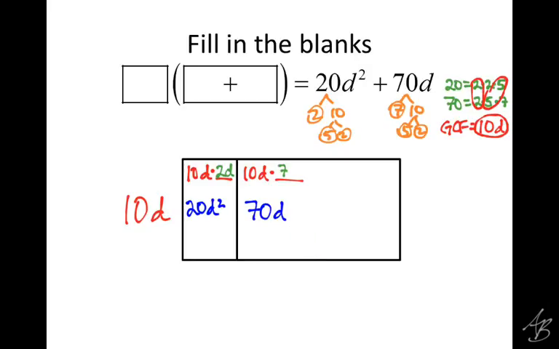All right, so that 2D and the 7 are going to be my widths. Those will go here and here. And I can use that to fill in the blanks. Remember, it's going to be the height times the width. What's the height? 10D. And the width? 2D plus 7.